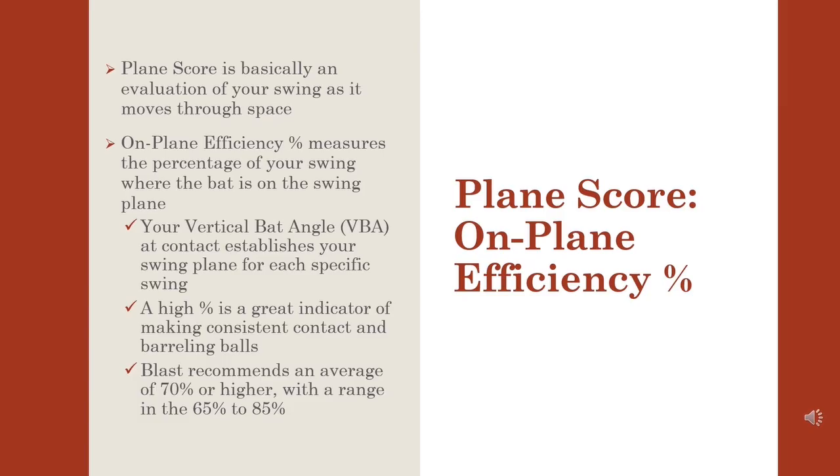On-plane efficiency percentage is basically an evaluation of your swing as it moves through space. The idea is what percentage of your swing was on plane, and plane being defined as the vertical bat angle at which you made contact. On the next slide, we'll show you visually, but generally, Blast suggests that you have an on-plane efficiency percentage of 70% or higher, with hopefully an average in the range of 65 to 85%.